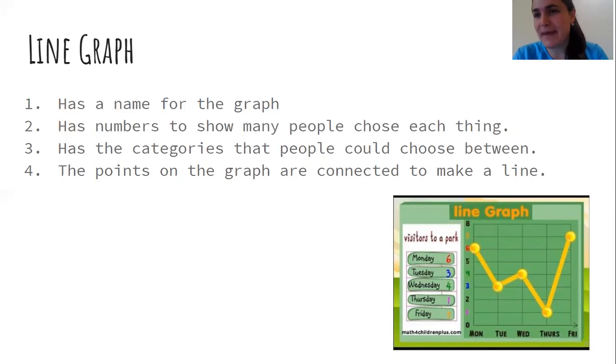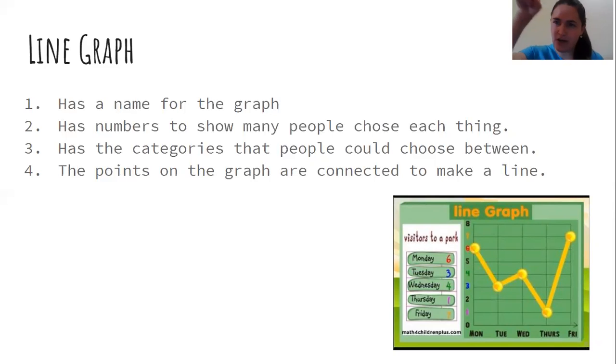This is a little bit trickier. We don't even usually touch upon it in first grade, but I figured you guys are so bright that I could introduce it to you. So here we have something called a line graph. In a line graph, you just put different points where each person falls. So visitors to the park is what was talked about in this graph. So it says on Monday, 6 people visited the park.